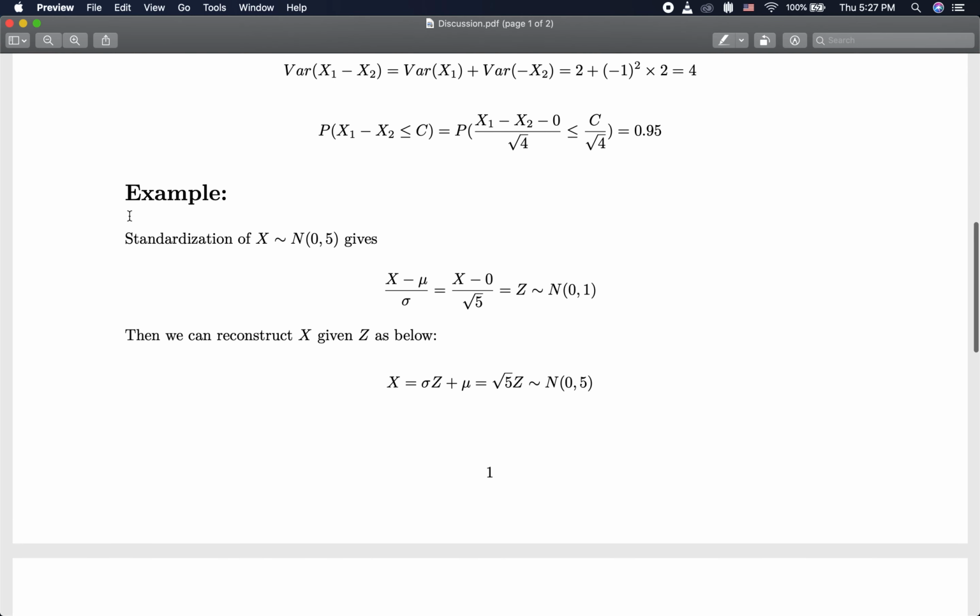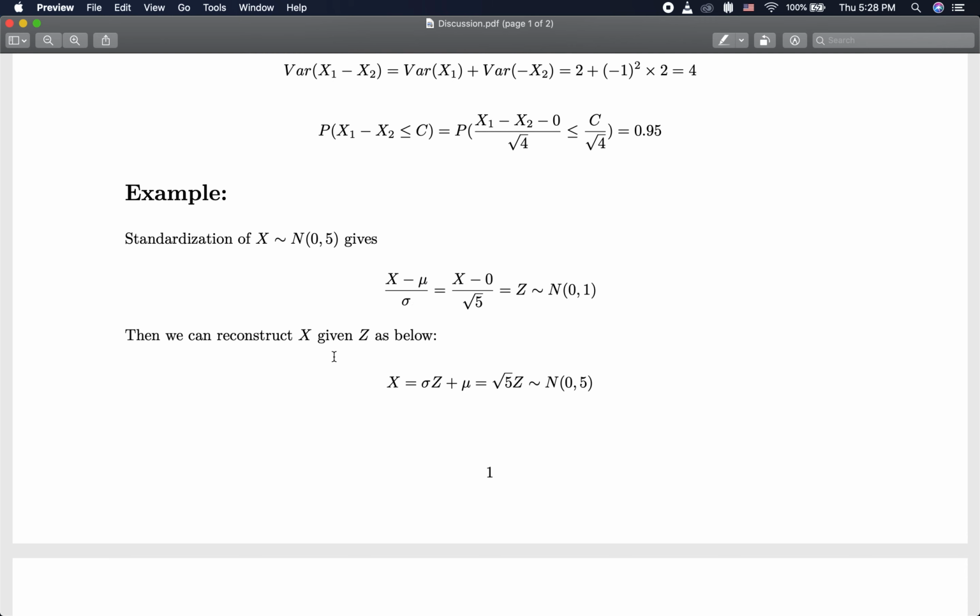Okay, here we have another example. Say we have a random variable x that follows a normal distribution with mean 0 and variance 5. So that's a more general normal distribution, and then standardization will give us x minus its mean over the standard deviation. So x minus 0 over square root of 5 will be a standard normal distribution.